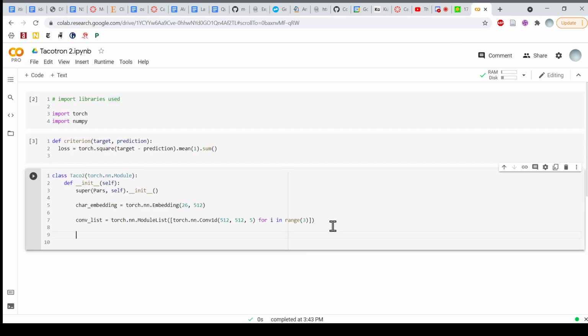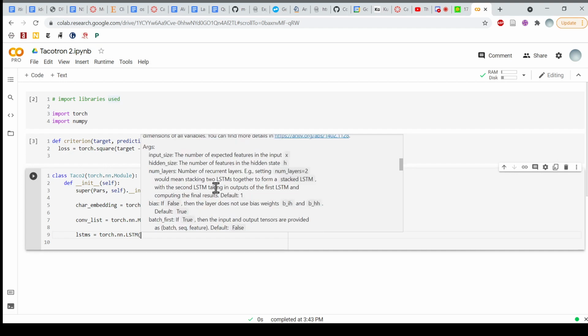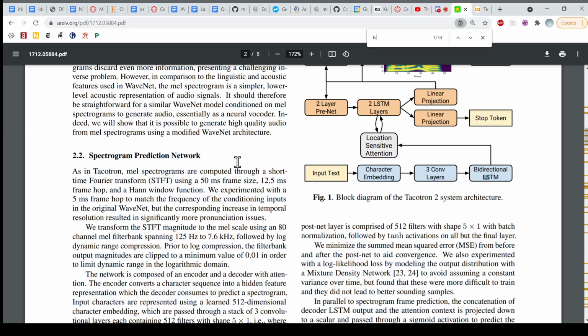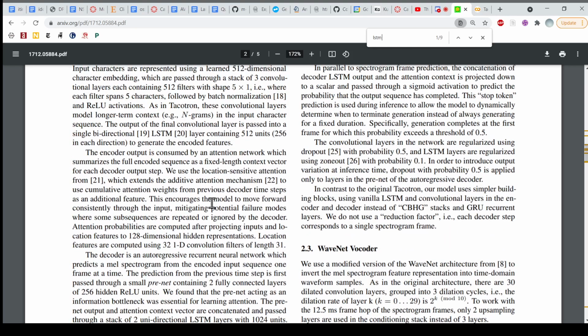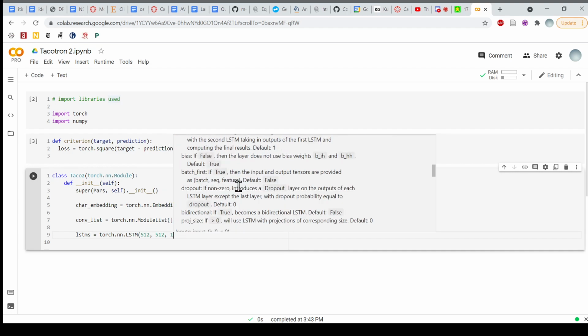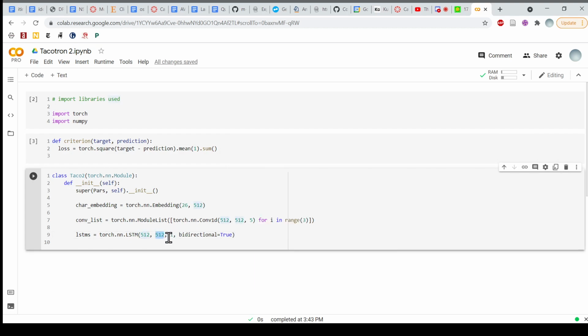Okay, so now we want some LSTMs. And I think this is going to be 1 layer. Oh, I hate that they don't list the args up in there. Oh, it is right there, though, so that's fine. 512 is going to be the input. The hidden size, I think it's the same. I'm not sure. Oh, it says a single layer containing 512 units. Oh, that's convenient. So it's 512, 512, 1. Bidirectional equals true. So this is just saying 512 input, 512 hidden, and 1 layer.